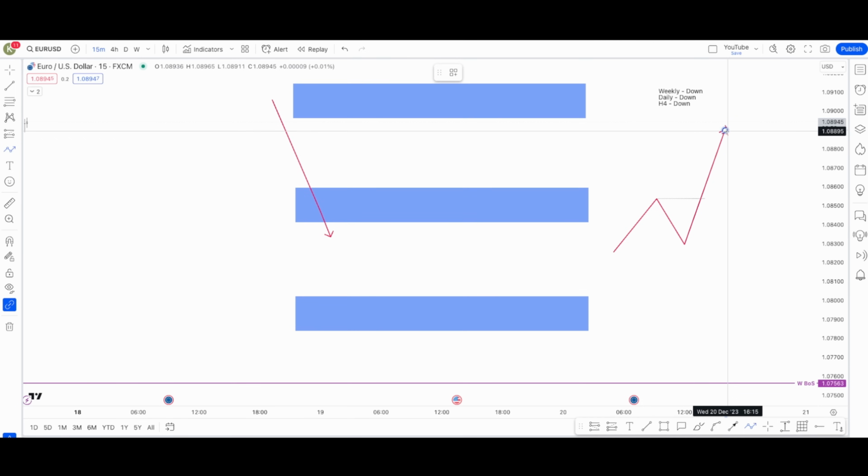And then all we do is start monitoring the pullback. We try to get involved with either an order block or a demand zone in an upward trend, and try to get involved in the market that way.